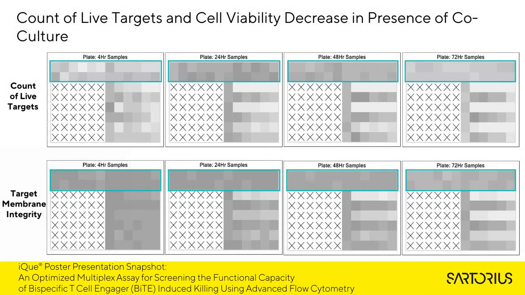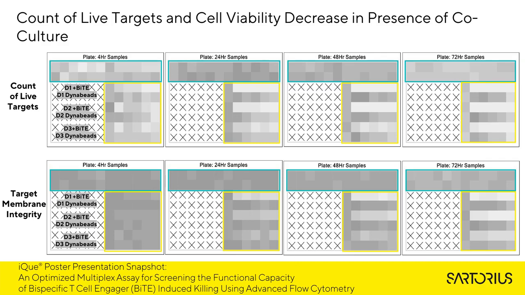Displayed here are the count of live targets and target membrane integrity results in heat map configurations for each time point. You can see, outlined in turquoise, the different stimulation treatments did not decrease target cell count or membrane integrity at any of the time points on targets alone.